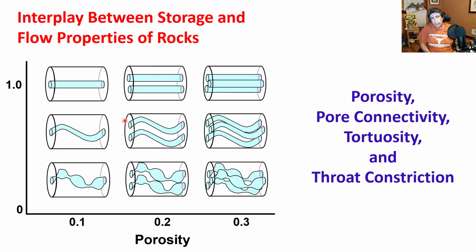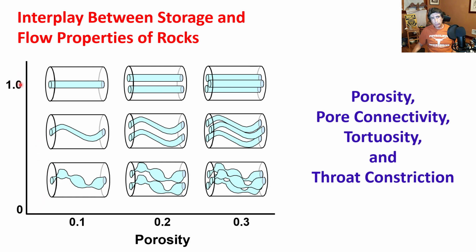The case that we have to take into account is that the interplay between storage and flow properties of rocks is extremely important. I talked about the efficiency, how much of the pore space contributes to the connectivity and the permeability. And I talked about pore throat constrictions and tortuosity. For instance, in this example, on the x-axis is porosity, maximum porosity, and the y-axis is a measure of the efficiency of flow.